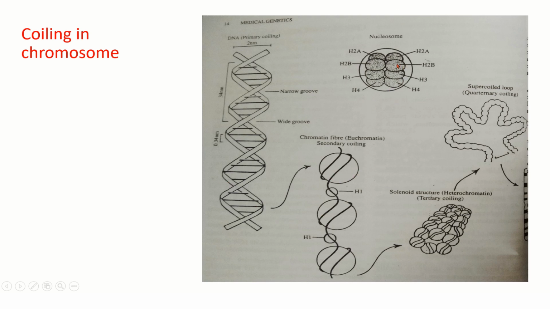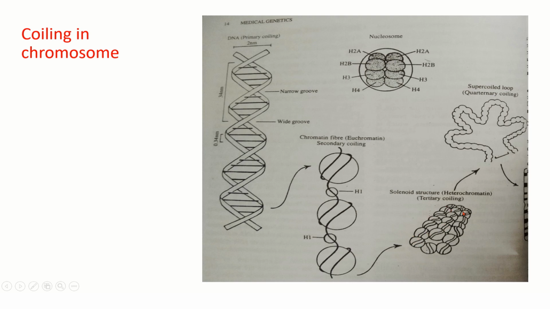You can see here, other than H1, all the remaining histone proteins form an octamer called the nucleosome, around which there is coiling of the DNA. So this is secondary coiling, euchromatin. And you can see here, these are solenoids, like 6 nucleosomes per bend.